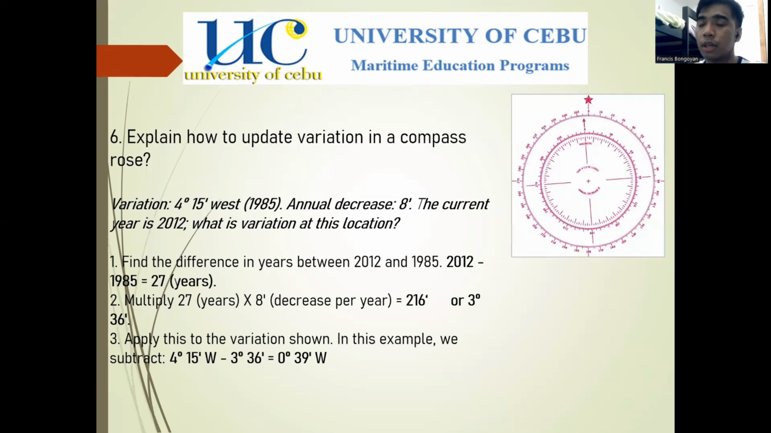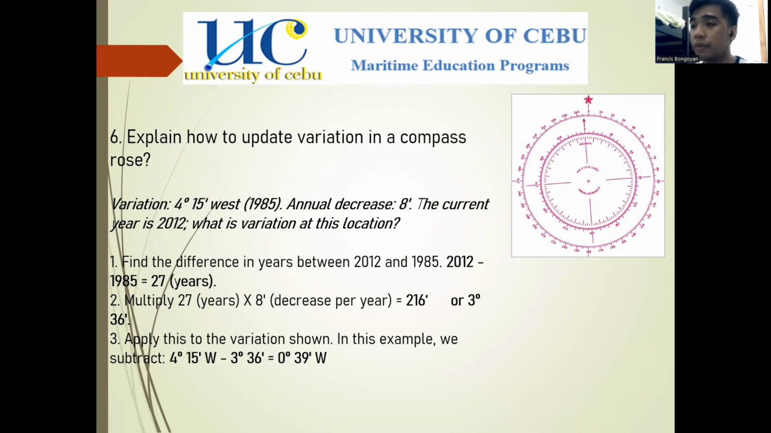And for number 6, explain how to update variation in a compass rose. Variation, for example, 4 degrees and 15 minutes west, 1985. Annual decrease, 8 minutes. The current year is 2012. What is the variation of this location?